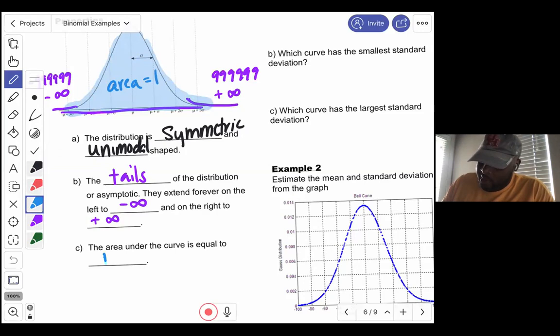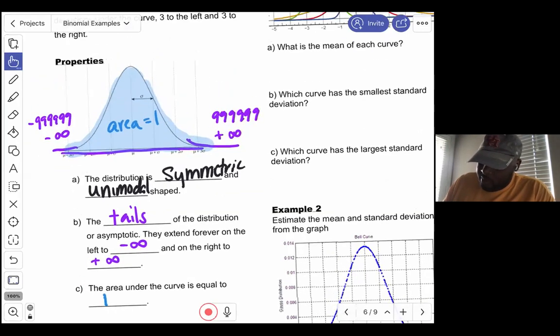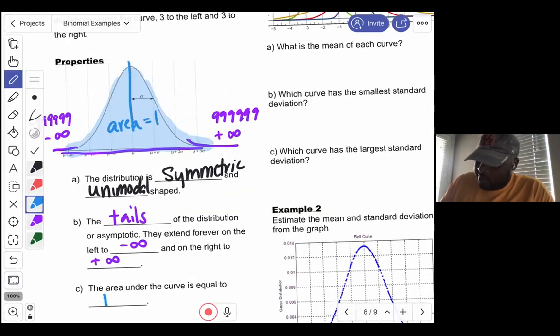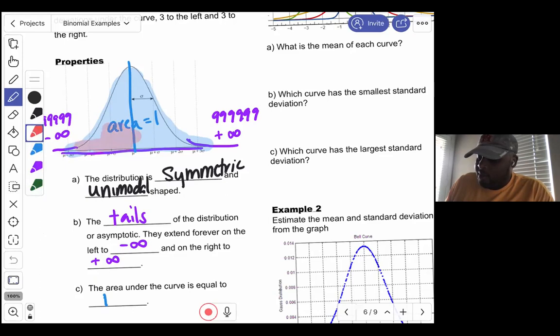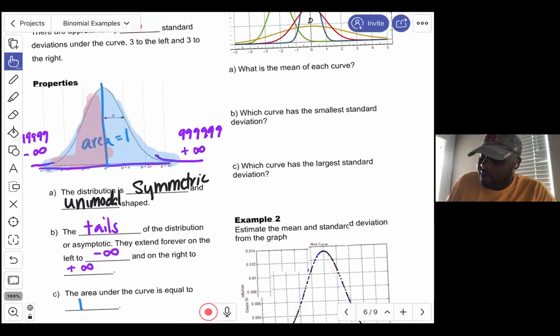For instance, if you look at the center of the curve right here, we're going to calculate area up to the center of the curve. Because it's half the curve, I know it's 50% of the curve. And we're going to be able to do things like that. We'll find areas in between different standard deviations, in between different values. But before we get there, let's make sure you understand the properties here real quick.